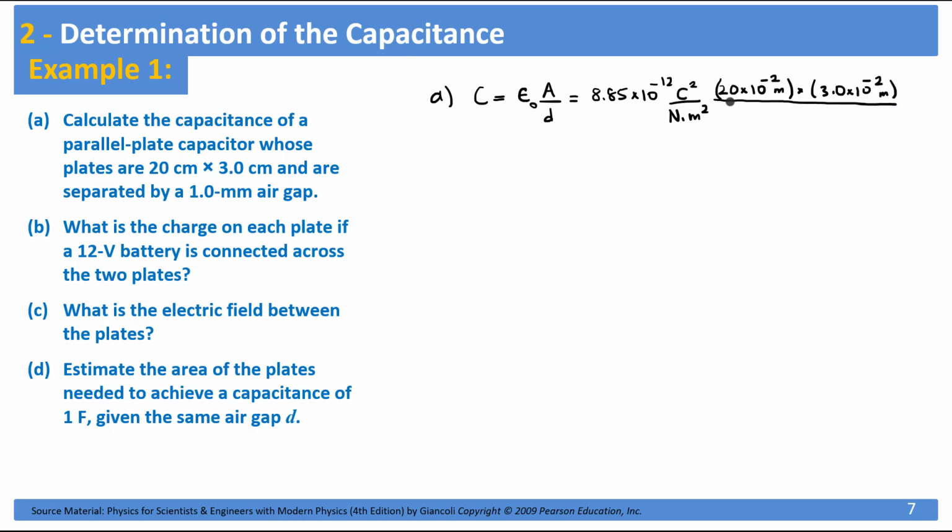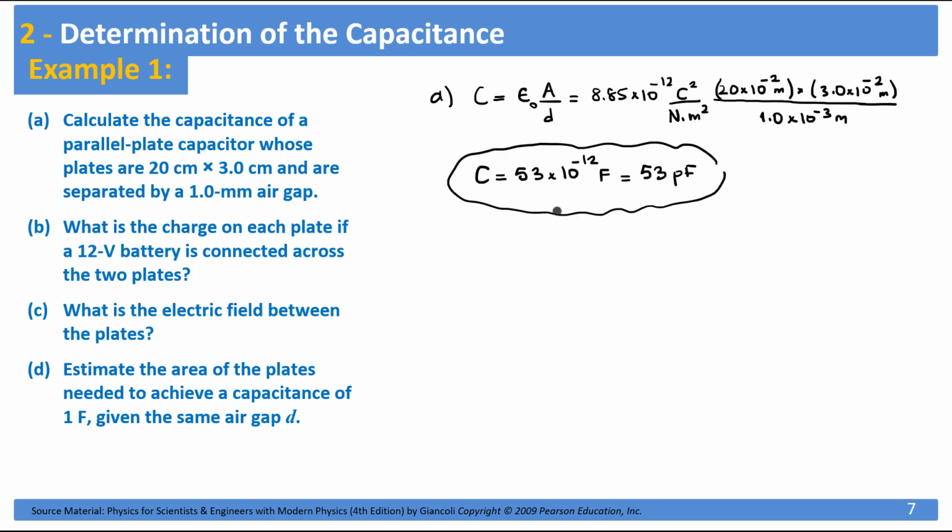And we need to divide this by the air gap distance, which is apparently 1 times 10 to the minus 3 meters. So if you calculate these, you are going to find the capacitance to be 53 times 10 to the minus 12 farad. If you want to use the engineering notation here, it is going to be 53 picofarads. So we got our answer to part A.